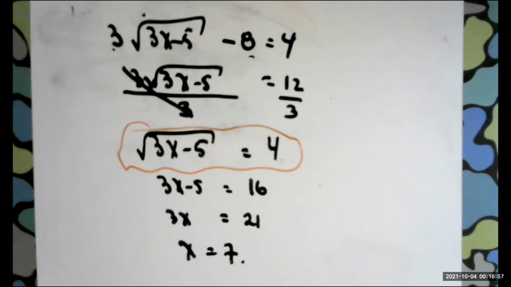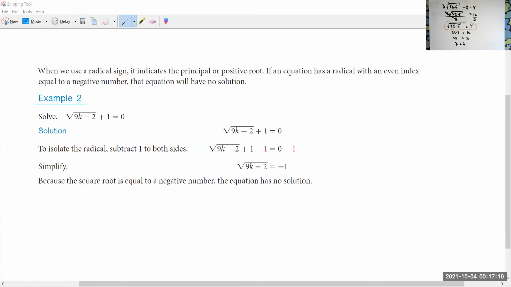Might as well let me share the screen. It states that when we use the radical sign, it indicates the principal or the positive root. Always the principal or the positive root. If an equation has a radical with an even index equal to a negative number, that equation will have no solution.